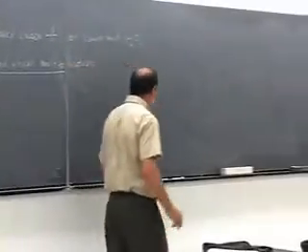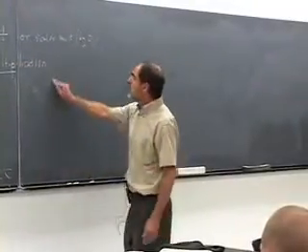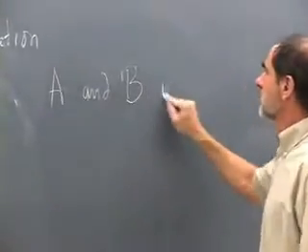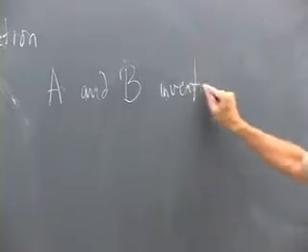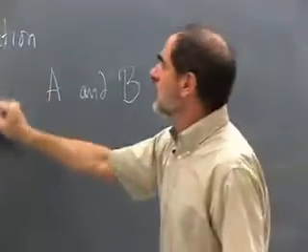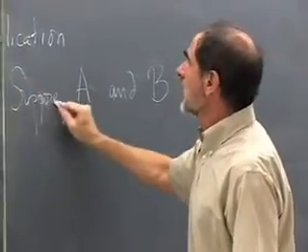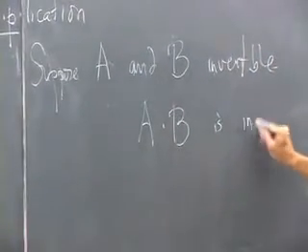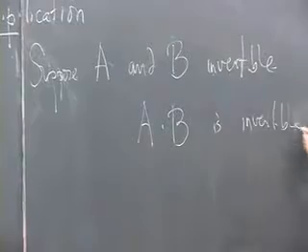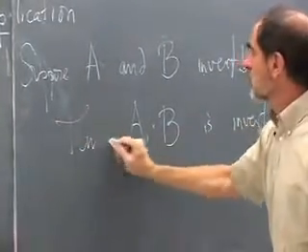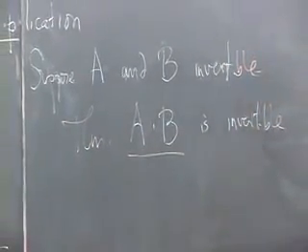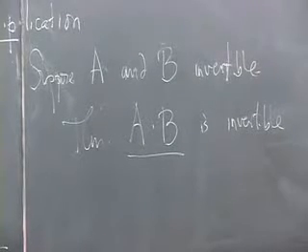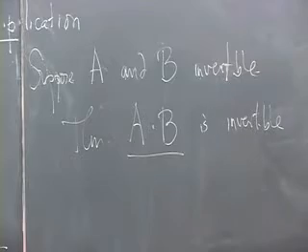I'll give you two proofs. Here's the first proof. Suppose A and B are invertible. I have to prove that the product AB is invertible. Well, to prove something's invertible, I just have to find an inverse for it. Can someone suggest what would be a nice left inverse for it?